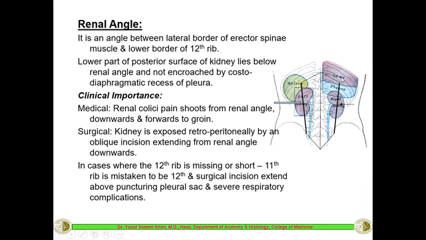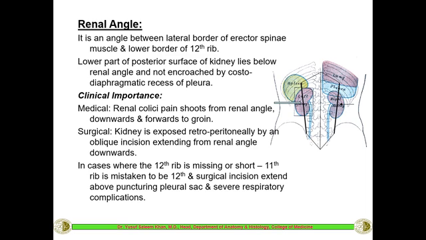So this is the lateral border on either side. Here is the lateral border of the erector spinae and the 12th rib. We have studied the 12th rib. So between the 12th rib and the lateral border of the erector spinae, there is an angulation. This is called the renal angle. So this is on the left side, and here will be on the right side. This is the lateral boundary of the erector spinae, and this is the 12th rib. And between them there is a small angle. This is called the renal angle.